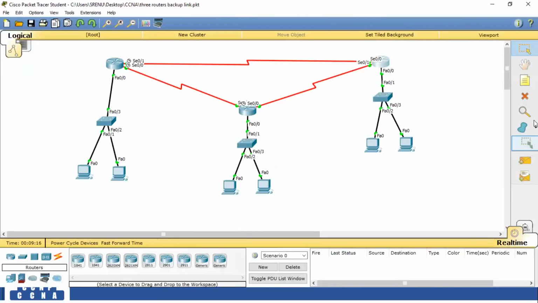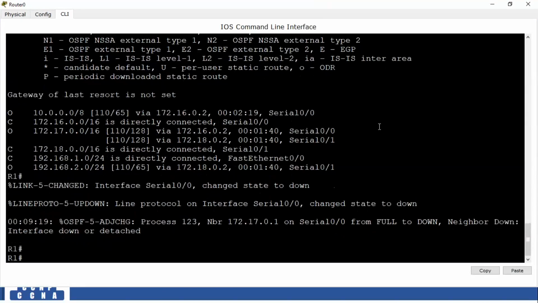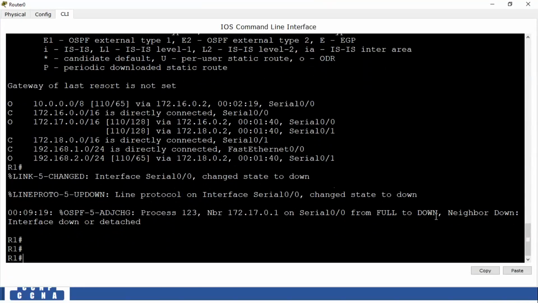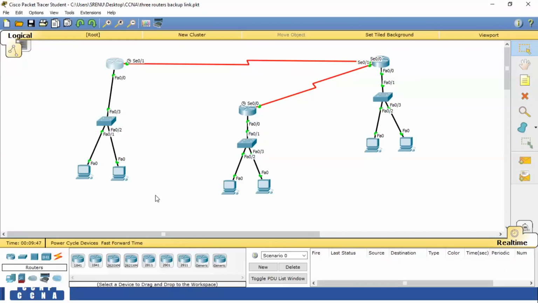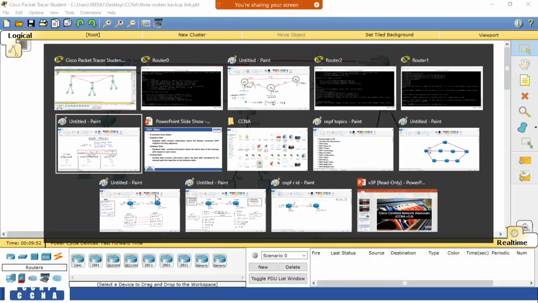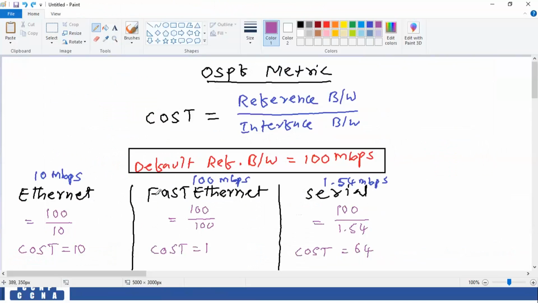Let me bring this link down. I've removed the best link and it has failed. Now if we check the routing table, one neighbor is down. Show ip route. We can still reach the network via 0/1 and the cost is 129. So like this, we can understand the cost calculations in the OSPF metric. Clear? Any doubts?